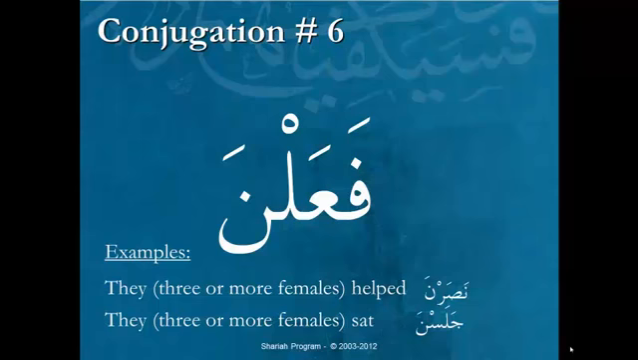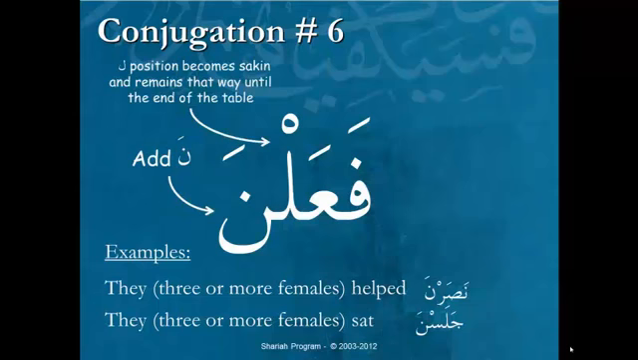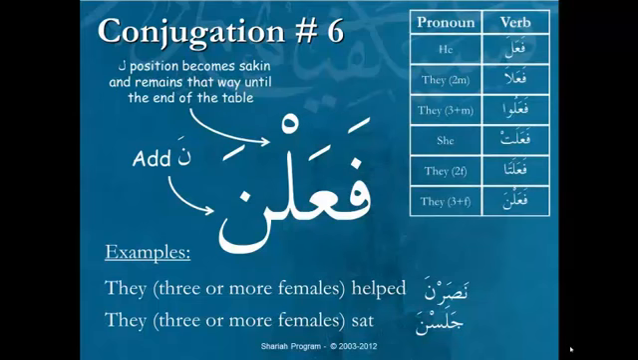So the lam position of the verb receives a sukoon. And you add a noon. Okay? And it remains that way until the end of the table. And now we have 6. Fa'ala, fa'ala, fa'alu, fa'alat, fa'alata, fa'alna.